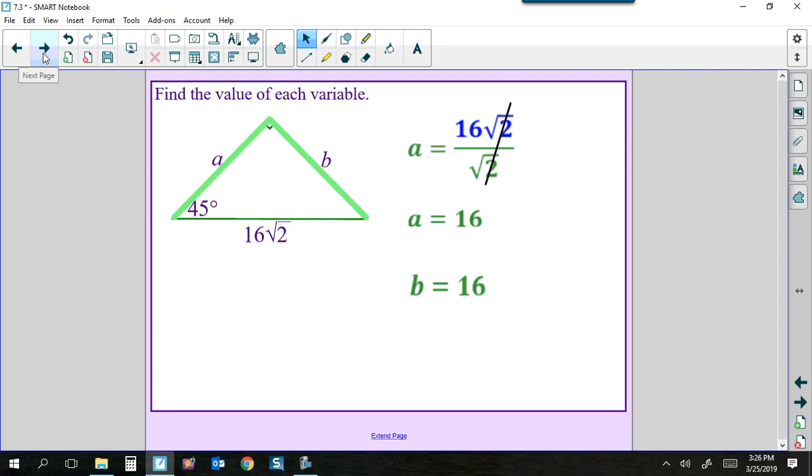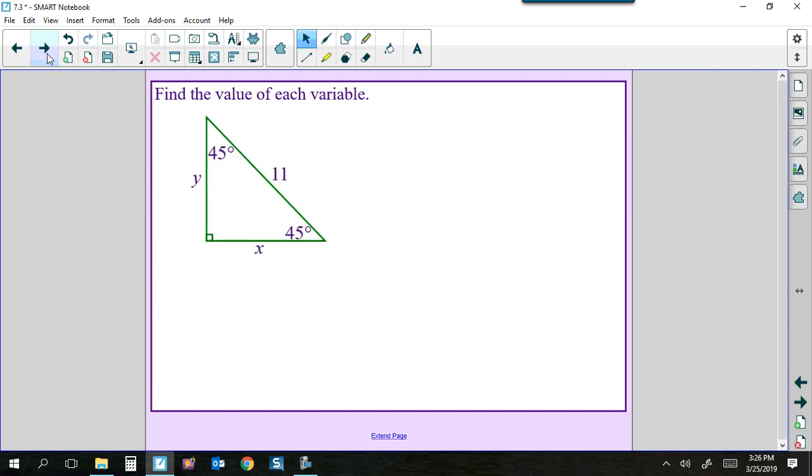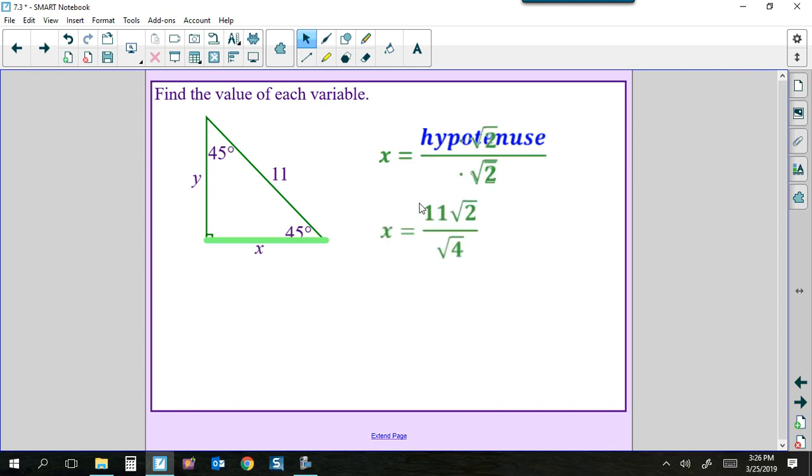All right, and the last one on this page, I'm giving you the hypotenuse of 11. So to find x, we would do hypotenuse divided by square root of 2. Not a big deal. Well, in this case, if I were to take 11 and plug it in, you end up getting, not that, I clicked the wrong place, my bad.